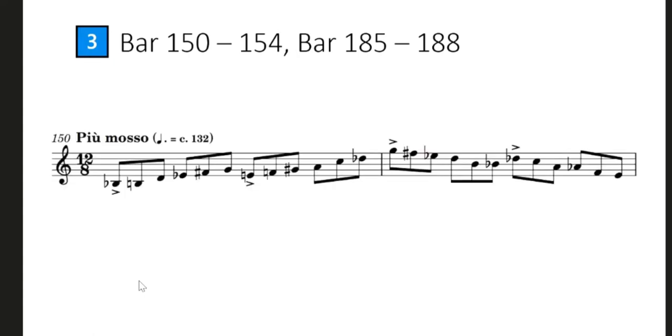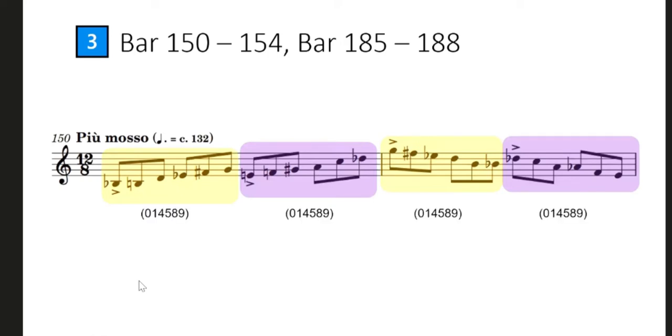The last type of transformation happened in the short middle section and closing section. In this case, the use of accents gave us a hint on grouping them into two groups. The prime form of each group is 0, 1, 4, 5, 8, 9, and this is the third type.